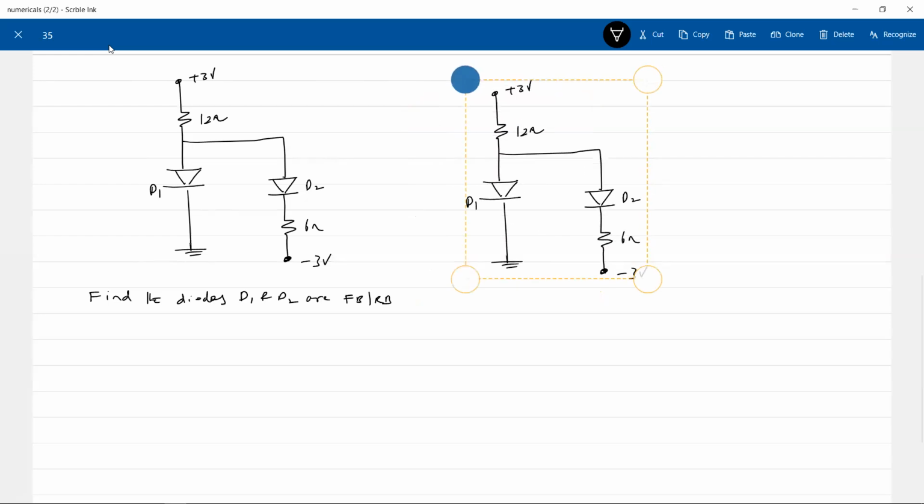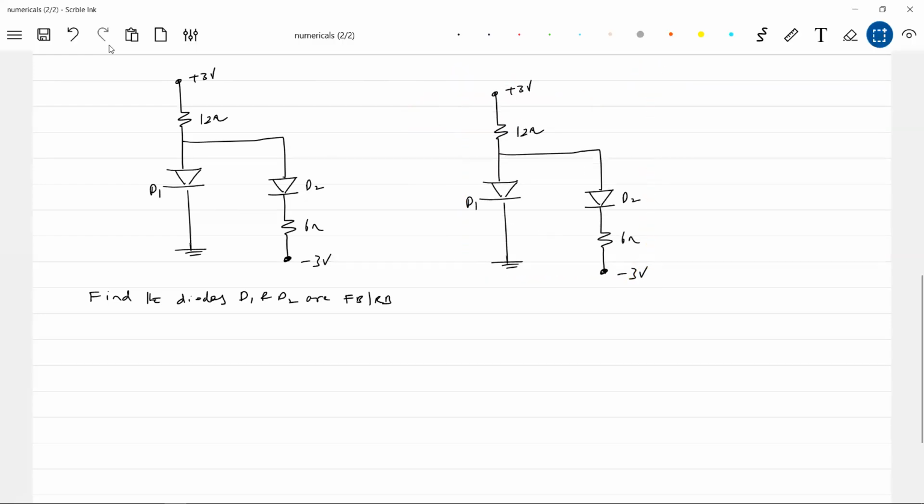Current enters the p-type, then it should be forward biased. Current leaves, so it should be reverse biased. That's the condition. So I'll start like this. Let the current be I1, let this be I2, and let this be I3.